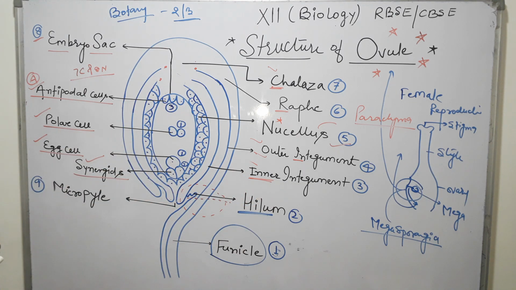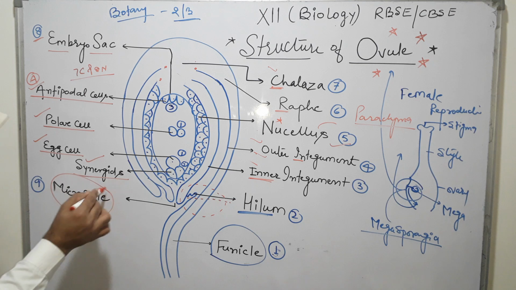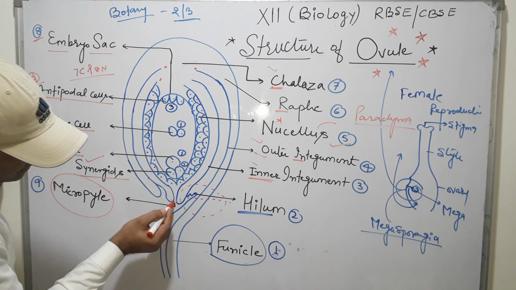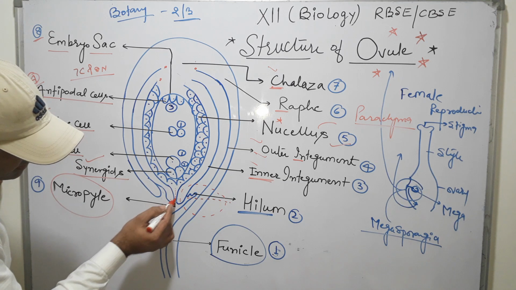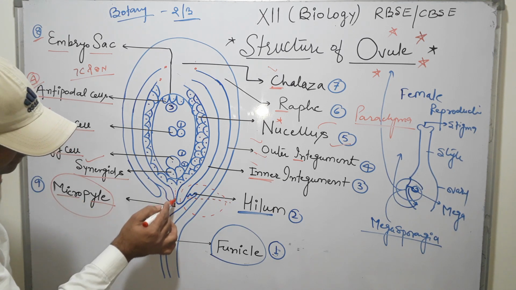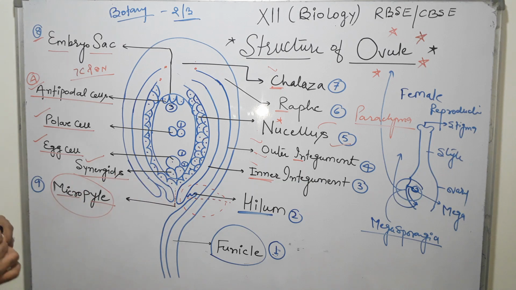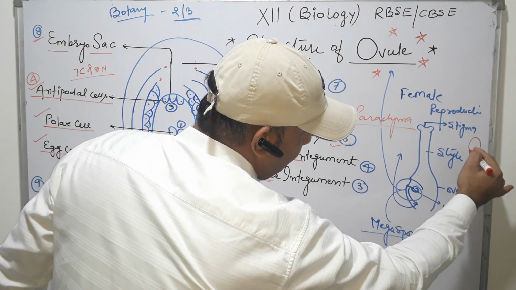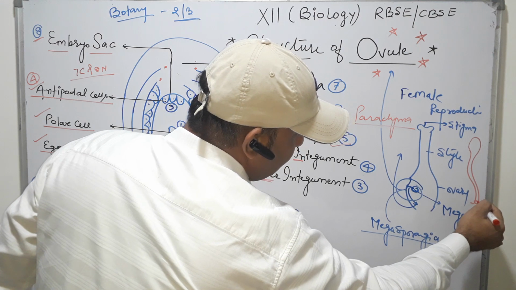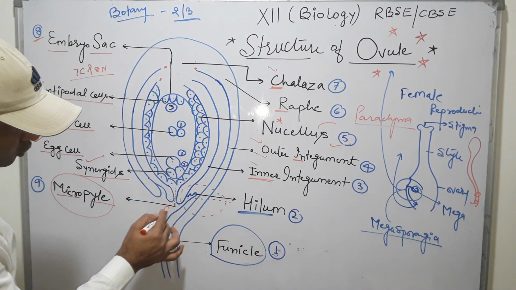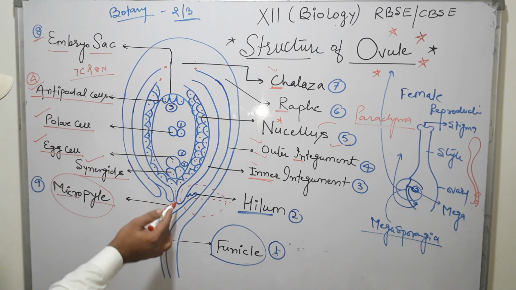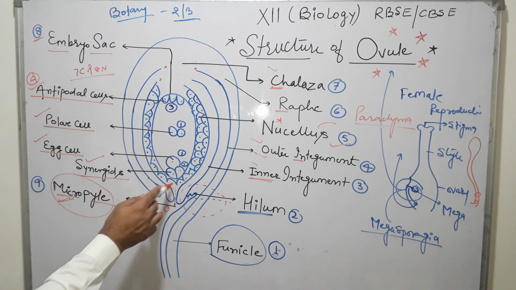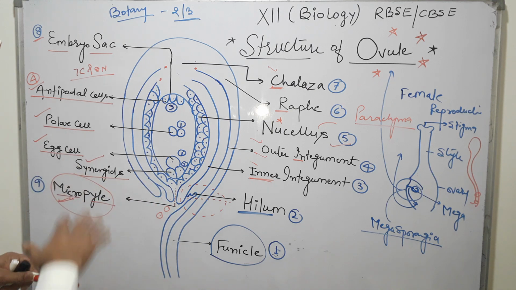And then the last topic, which is micropyle. It is the region where the integument is absent. This region is called micropyle, and it is the region from where the pollen tube enters and releases 2 male gametes. So it is the region where 2 male gametes enter into the embryo sac. The region is called micropyle. So here the integuments are absent. So these are the different parts of the ovule.